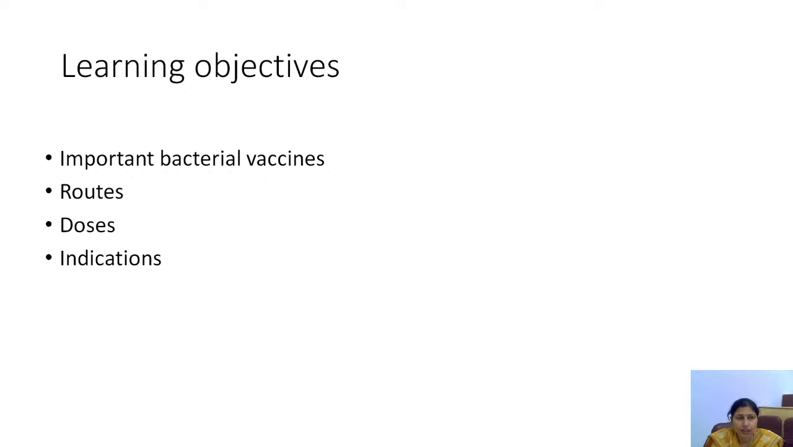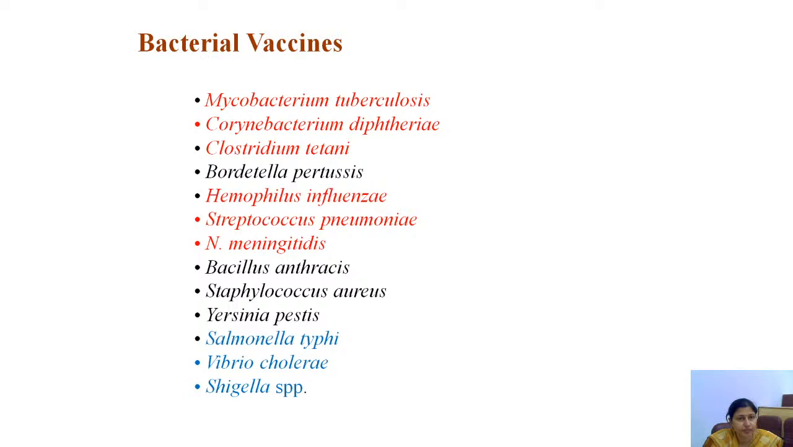So the learning objective of this lecture is: what are the important bacterial vaccines, what are the routes, what are the doses of inoculation, and what are the indications. You know that there is a good list of bacterial vaccines. Among them, the important ones in red are already in the IAP program: Mycobacterium tuberculosis, Corynebacterium diphtheriae, tetanus, Haemophilus influenzae, Streptococcus pneumoniae, Neisseria meningitidis. Even for Bordetella pertussis we have a component in one vaccine, which I will cover.